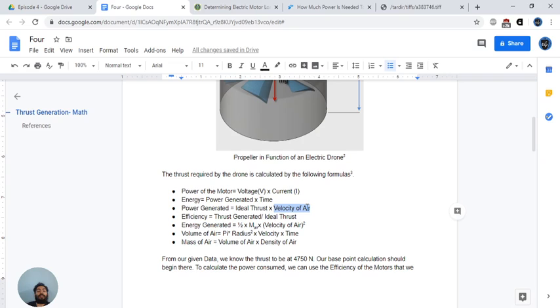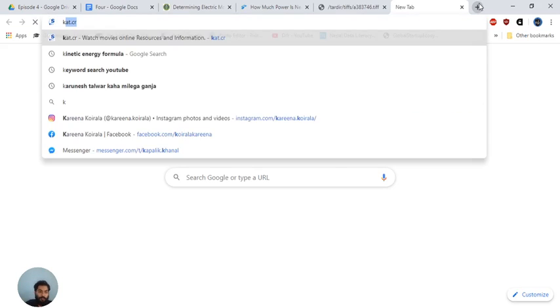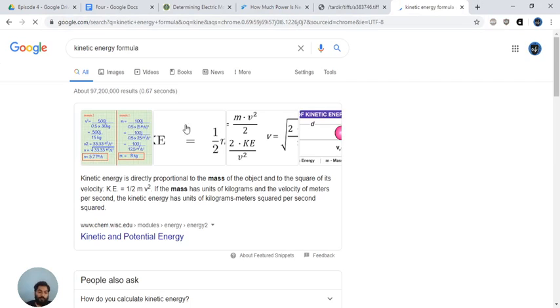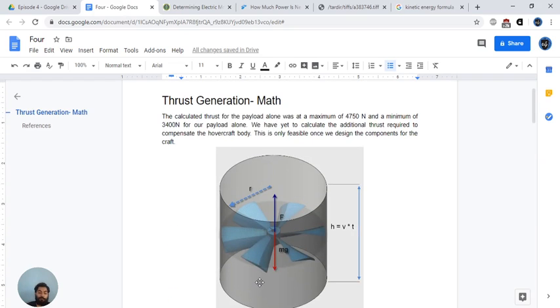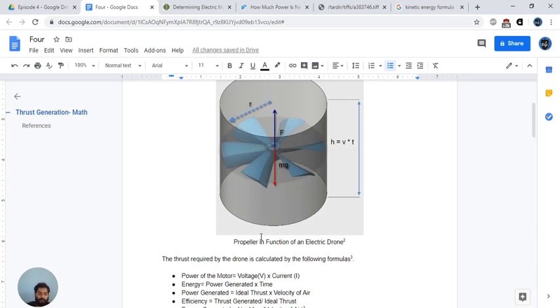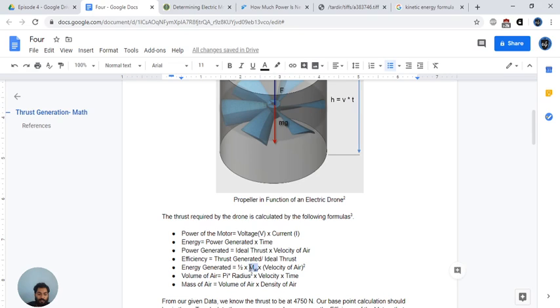That's why we need to calculate the energy generated, right? So what is energy generated? We're going to go into that. To calculate the velocity of air, we need to calculate the energy generated. So the energy generated by air that pushes it upwards is what creates the thrust, right? So you have the mass of air and the velocity of air, and you use the energy generated formula.